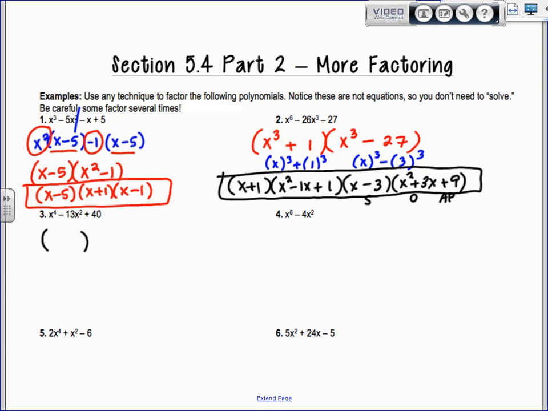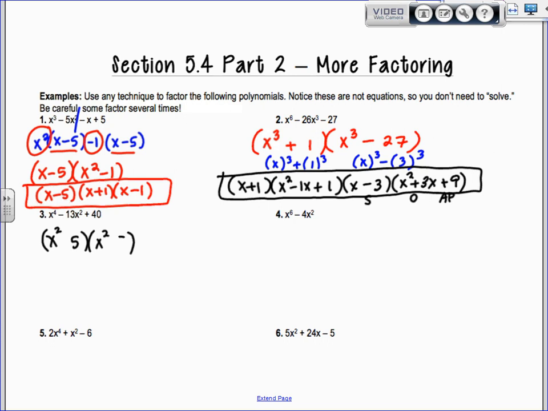Now I have x to the 4th. I'm going to need 2 sets of parentheses because it is a trinomial. So I'm going to need x squared and x squared in the first spots. I need my last numbers to multiply to be 40, but I need my outer and inner swoops to combine to be negative 13. So any guesses as to what I put? Nope, not 20 and 2 because they won't combine to be 13. Yeah, Emerson?